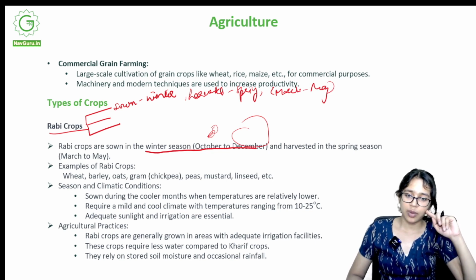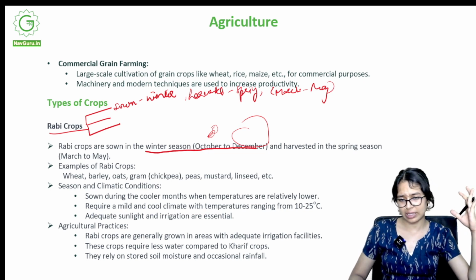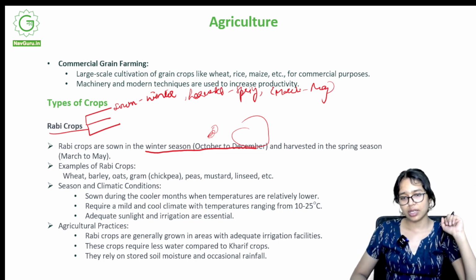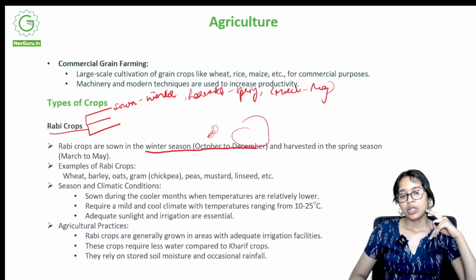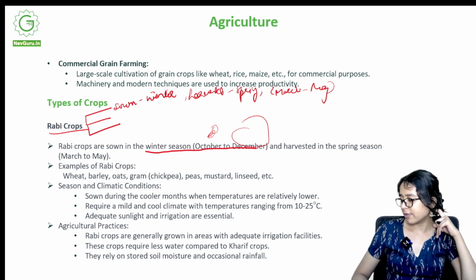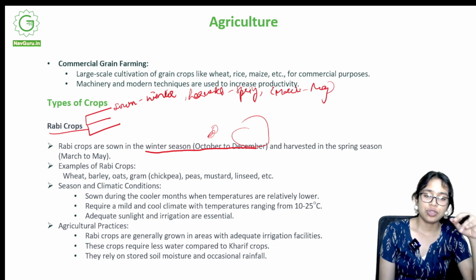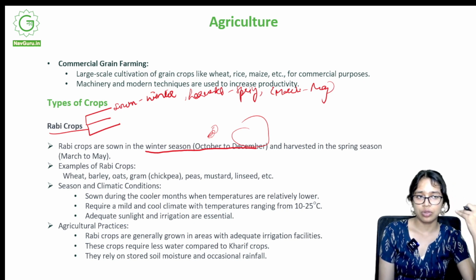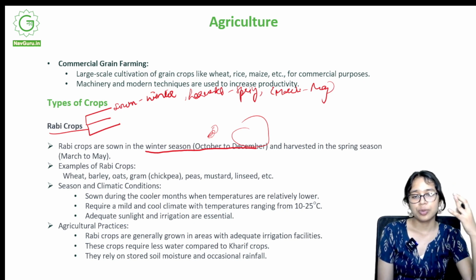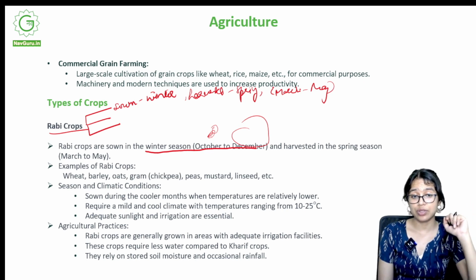Examples of Rabi crops are wheat, barley, oats, gram, peas, mustard, linseed, etc. Seasonal climatic conditions required by Rabi crops to grow well: sown during the cooler months when temperatures are relatively lower, so they require low temperatures to undergo the processes to become a fully yielding crop. They require a mild and cool climate with temperatures ranging from 10 to 25 degrees Celsius. Adequate sunlight and irrigation are essential, of course.